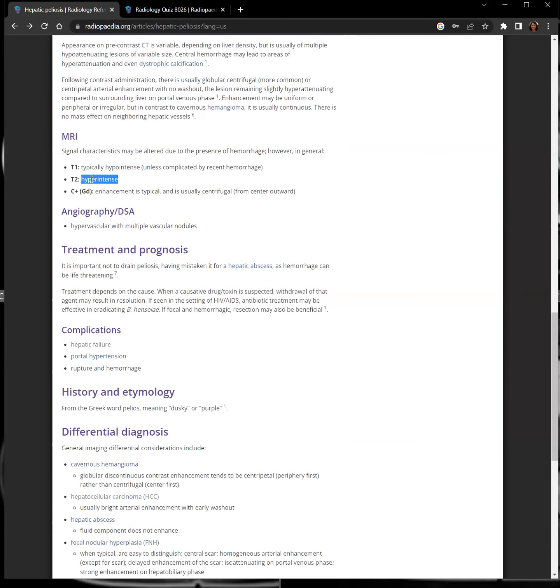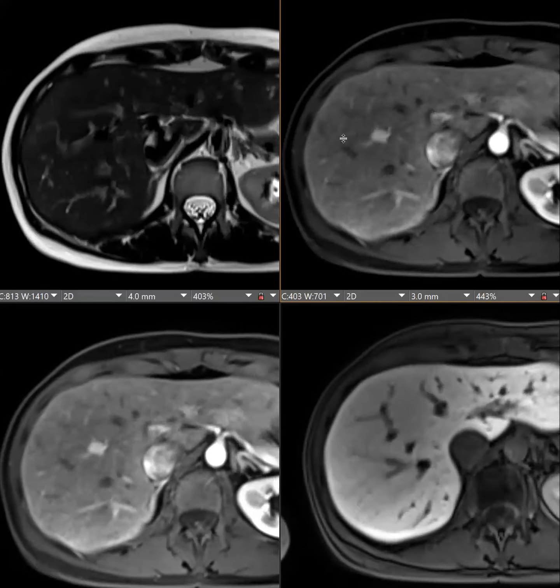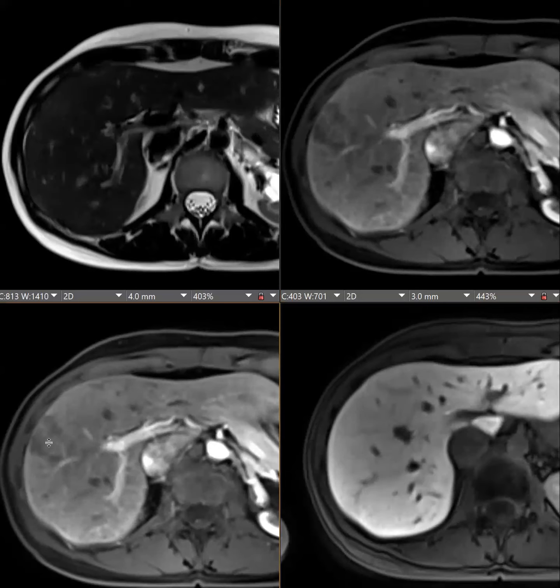I think it's a hard diagnosis to make personally. They can be bright on T2 because of the vascular filled spaces, and enhancement is typical, usually centrifugal, from the center going outward. This one doesn't really meet that criteria. I think the enhancement is kind of iffy. If any, here it is, but there's central enhancement. Does it do centrifugal? Let's see.